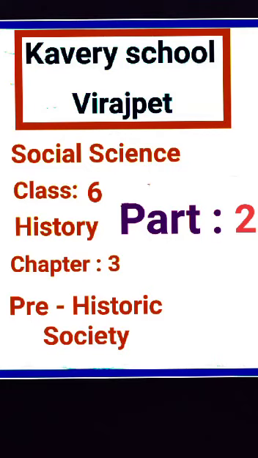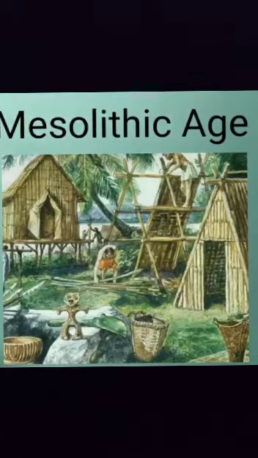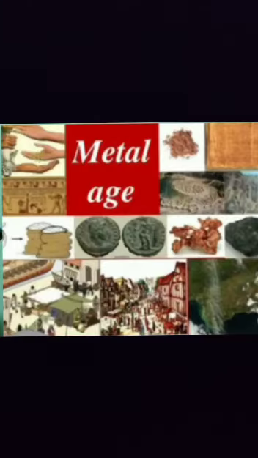Hello students, here is a continuation of the lesson Prehistoric Society. In the previous video, we have learnt about three different stages in the prehistoric period, that is Paleolithic age, Mesolithic age and Neolithic age. Now let us study the actual development that took place in the Metal Age, that is the fourth age. What we are going to study?